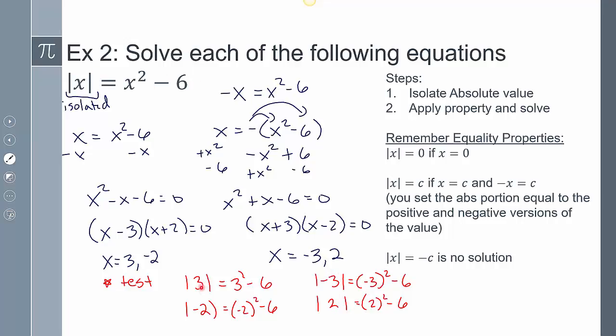Now if you notice on this one, 3 squared is 9, 9 minus 6 is 3, well absolute value equals 3, so that works. But on this one, negative 2 squared is 4, 4 minus 6 is negative 2, well the absolute value of negative 2 equals positive 2, so positive 2 does not equal negative 2. And the same thing happens here, so those cannot be part of my solution. So I have to get rid of negative 2 and positive 2. So my only solution is going to be positive 3 and negative 3 on this one.